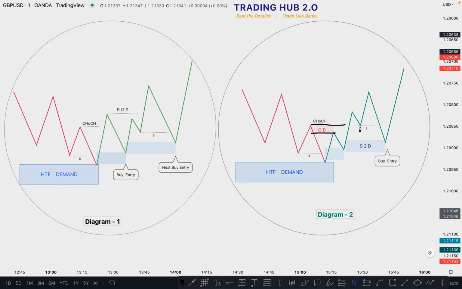So why below it? Once the market sweeps this stop loss and taps on this order block, this is your demand zone and you can buy at this point. This is your high probability entry for the buy. Okay, and this becomes our new break of structure.